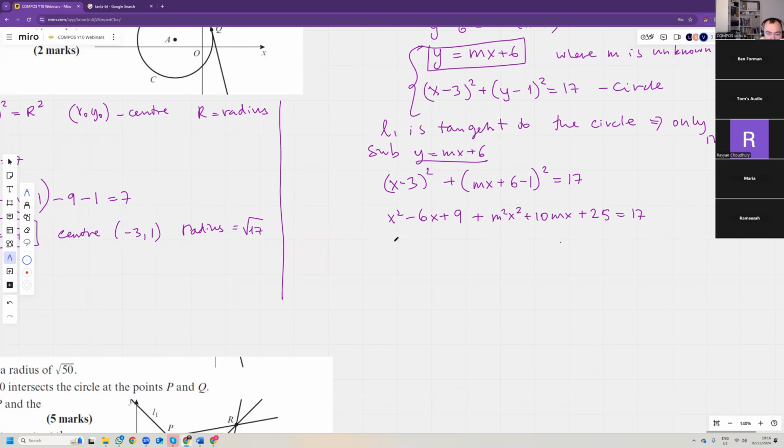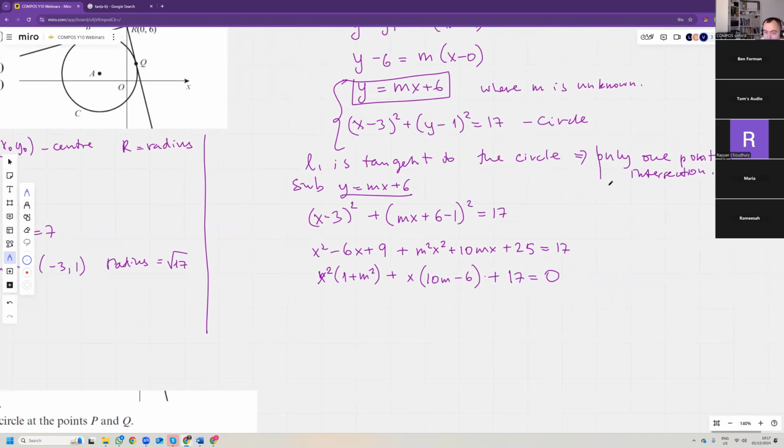This is a quadratic equation. So x squared (1 plus m squared) plus x (10m minus 6) plus 9 plus 25, that's 34. 34 minus 17 is 17, equals 0. This quadratic equation has one solution, right? Only one point of intersection.